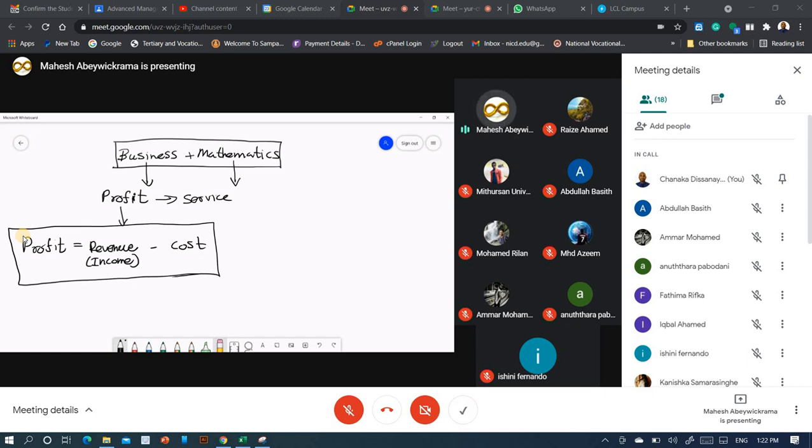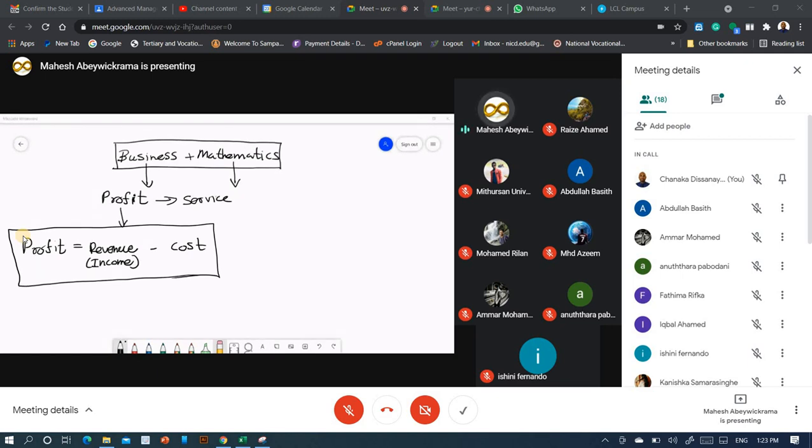So what do you mean by profit? Profit means revenue minus cost. Revenue means the income, right? So why do we need this maths here with business? Why do we need maths in business? Do you have any idea? Why do we need maths in business?